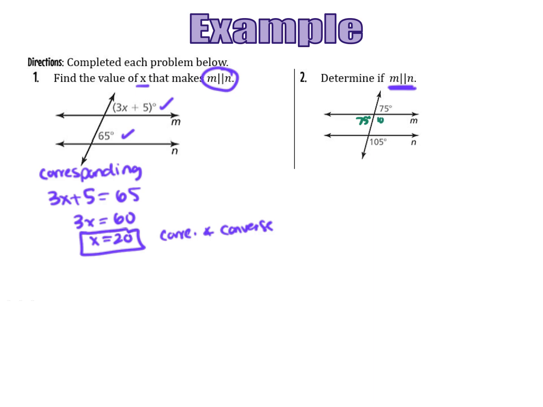I also know that this angle must be 105 degrees because these two angles form a linear pair, a straight angle, and 75 plus 105 must give me 180 degrees. Which now means I can make a relationship between these two angles. Those two angles are equal, which means that these two lines must be parallel since these are corresponding angles. So yes, M is parallel to N by the corresponding angles converse.